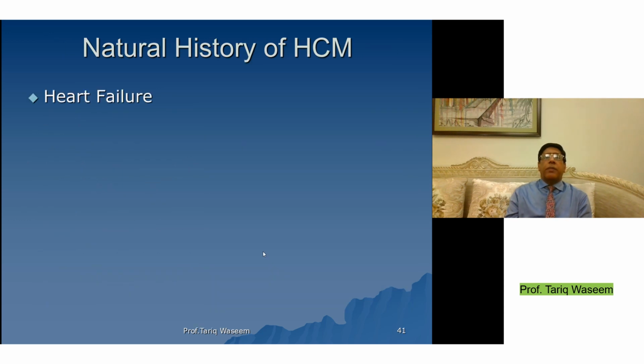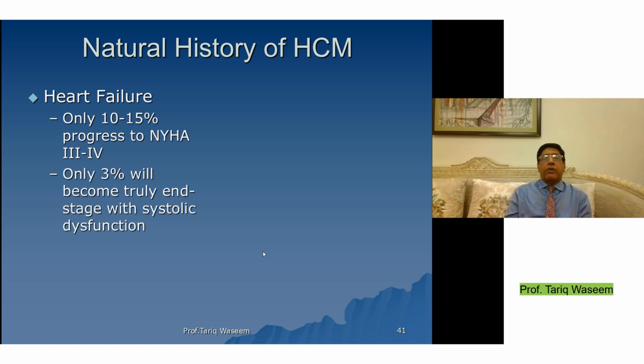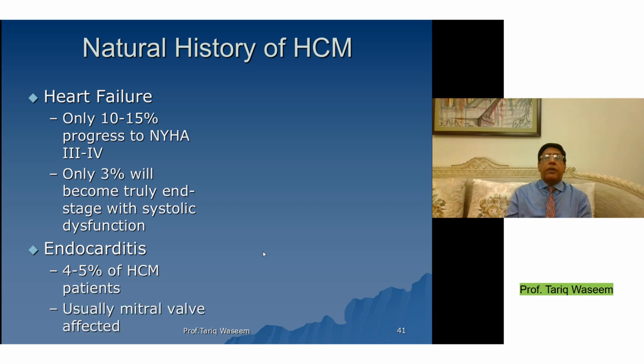The natural history of cardiomyopathy is that, in the long term, if they survive for a good length of time, they would develop heart failure. But as I said, only 10 to 15% progress to NYHA 3-4. 3% will become truly end stage with systolic dysfunction. There is also risk of developing endocarditis with hypertrophic cardiomyopathy because of the high velocity jet in the left ventricular outflow, and 4 to 5% of patients may develop endocarditis, and usually the valve affected is the mitral valve.